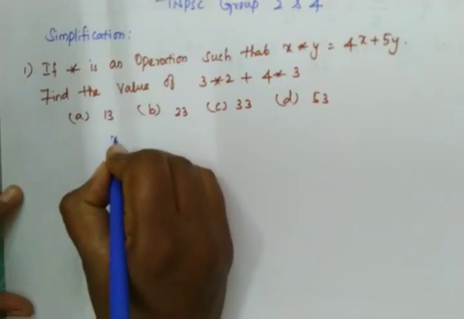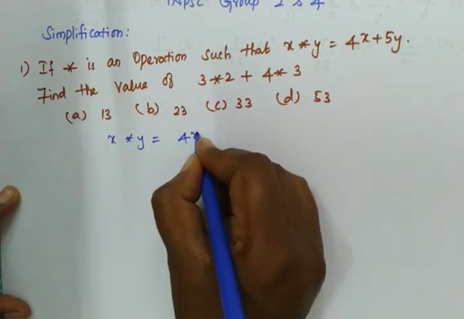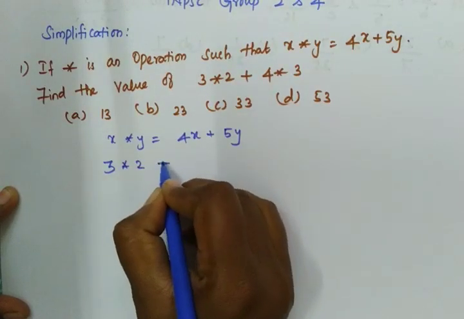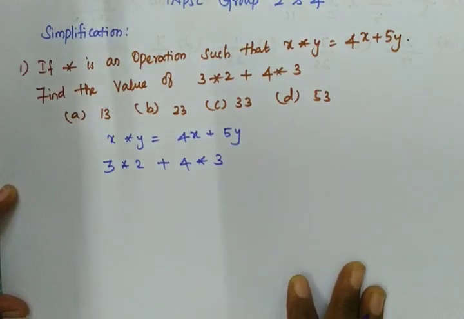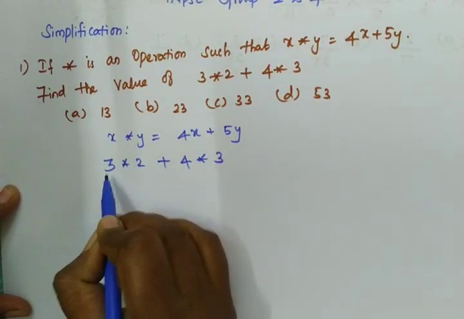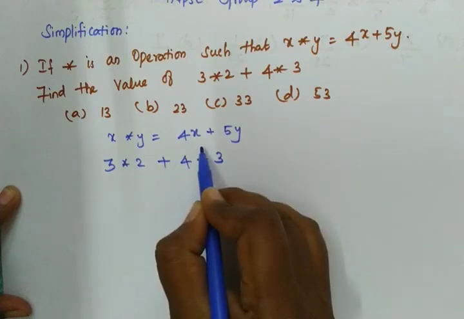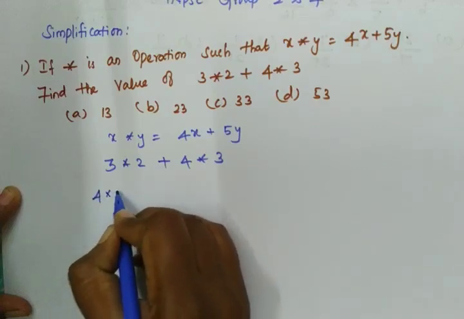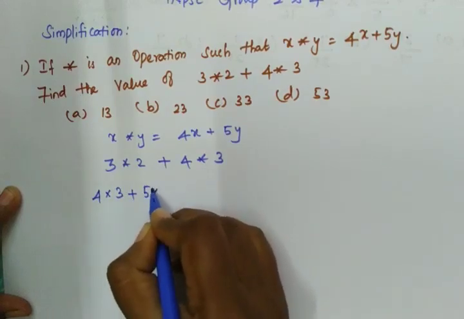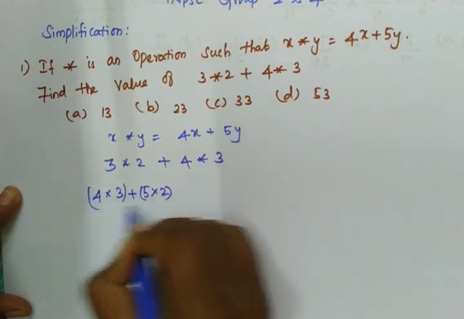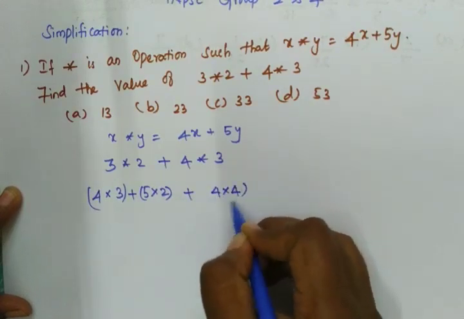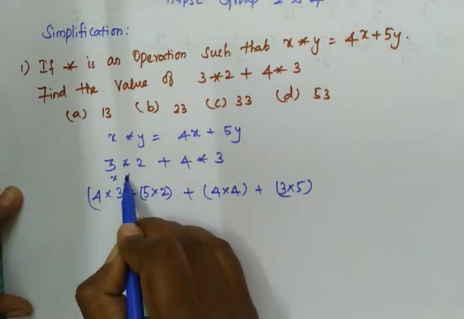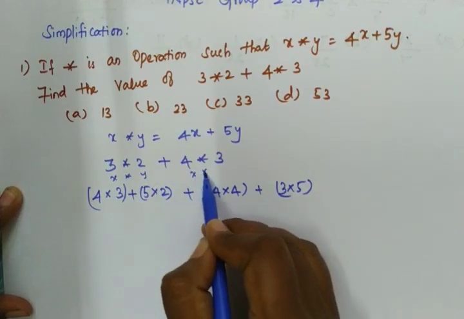Now the question is, x star y is equal to 4x plus 5y. So we have to find the value of 3 star 2 plus 4 star 3. Now listen, this is in the form of x star y. So we know that x star y is equal to 4x plus 5y. Now what we have to do is 4 into 3 plus 5 into 2 plus 4 into 4 plus 3 into 5. That's it.